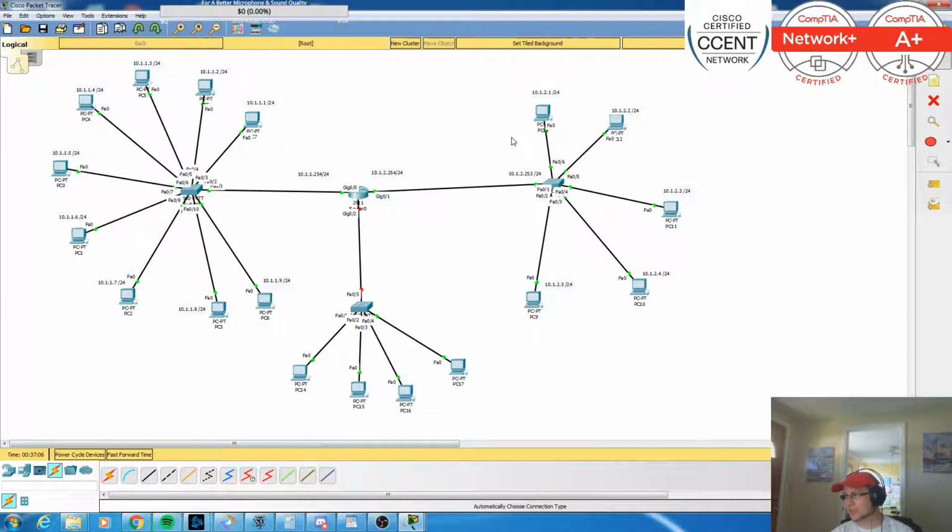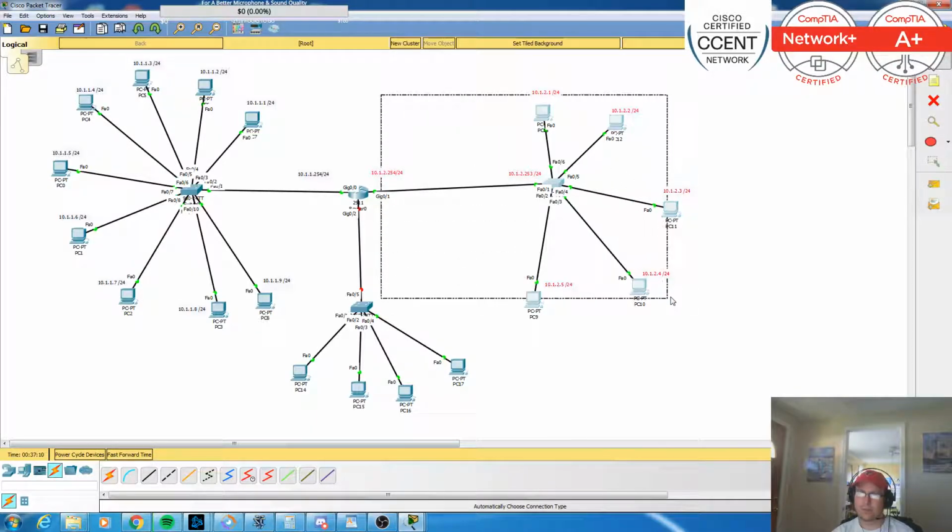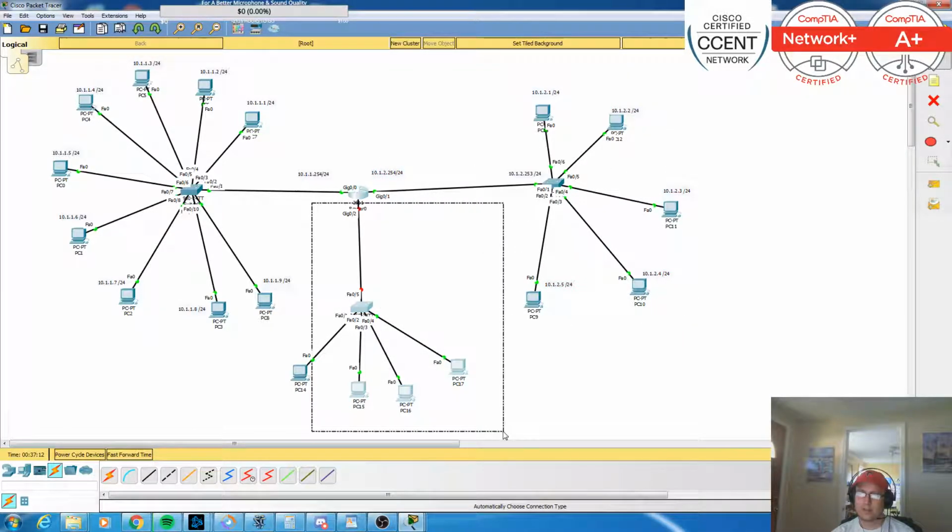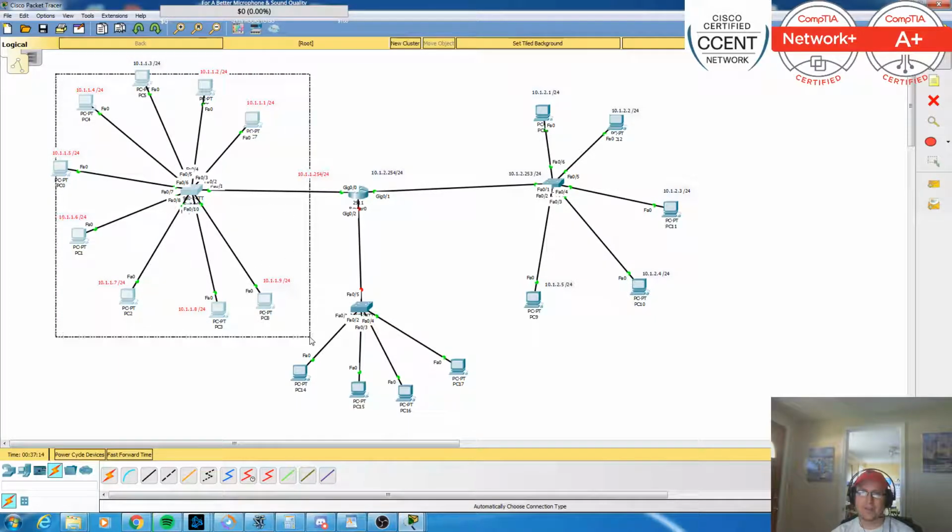So first we're going to look at broadcast domains. How many broadcast domains do we have? Well, we said this earlier. We've got 1, we've got 2, we've got 3.